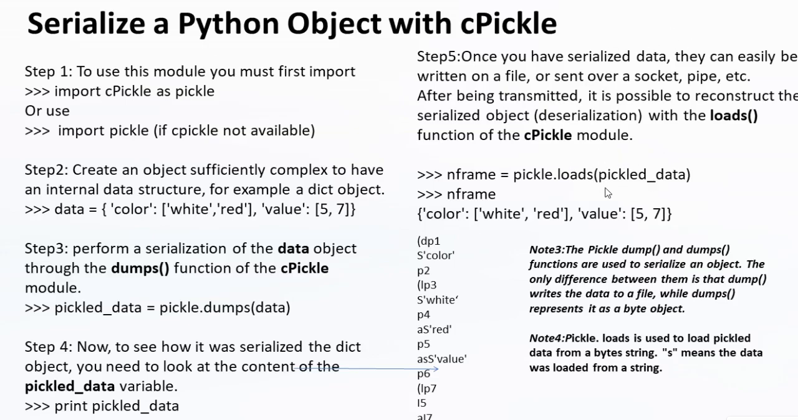You also learnt about the loads function. So what is the loads function under pickle doing? It is loading the pickle data from a bytes string. And why is S here? S means that the data was loaded from a string. So S indicates string. We will see this example in the Python script next.